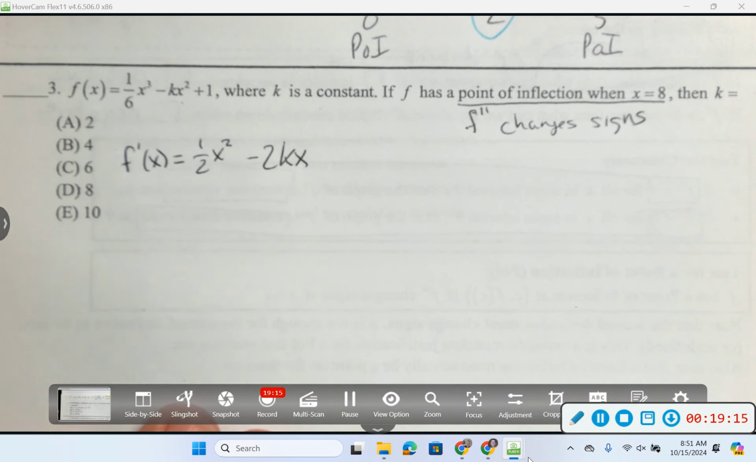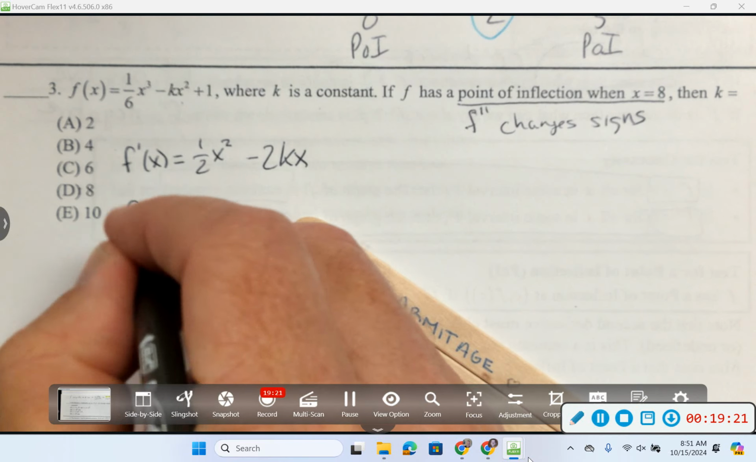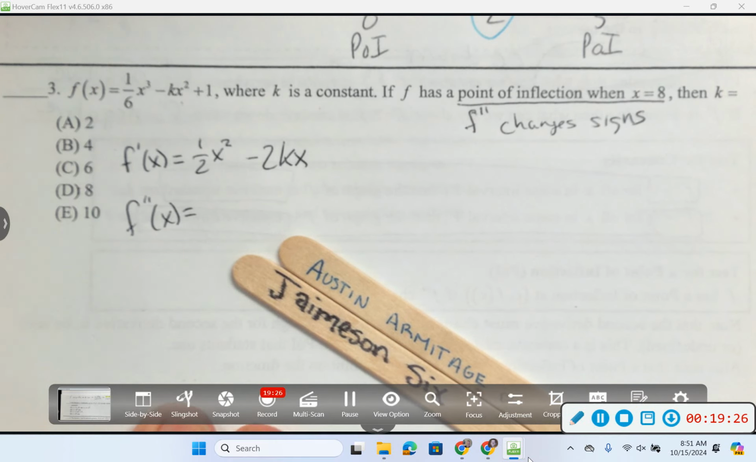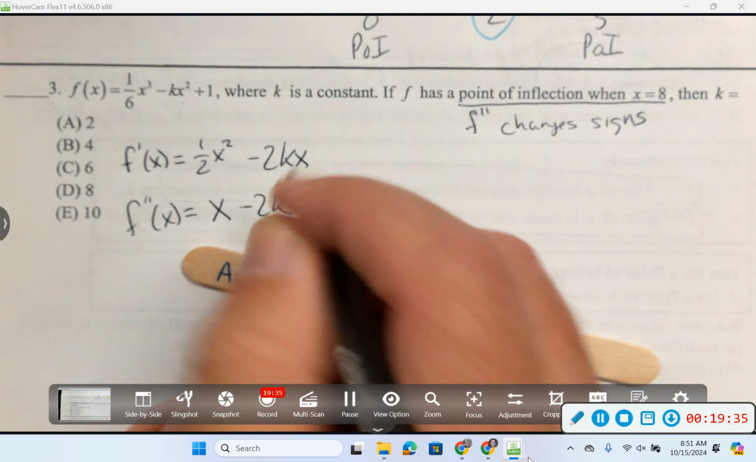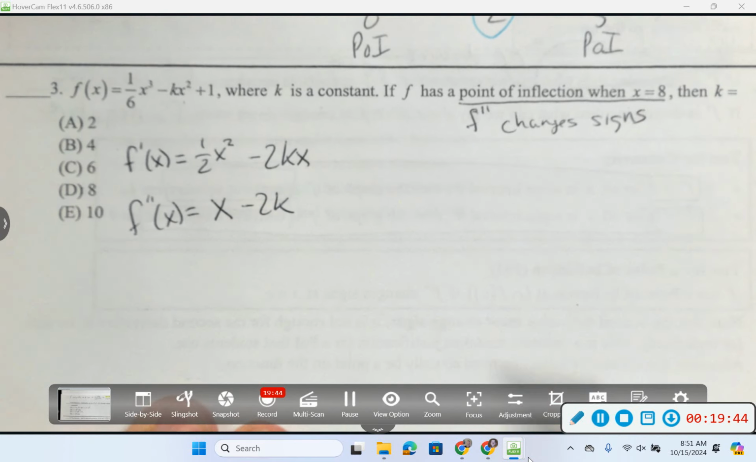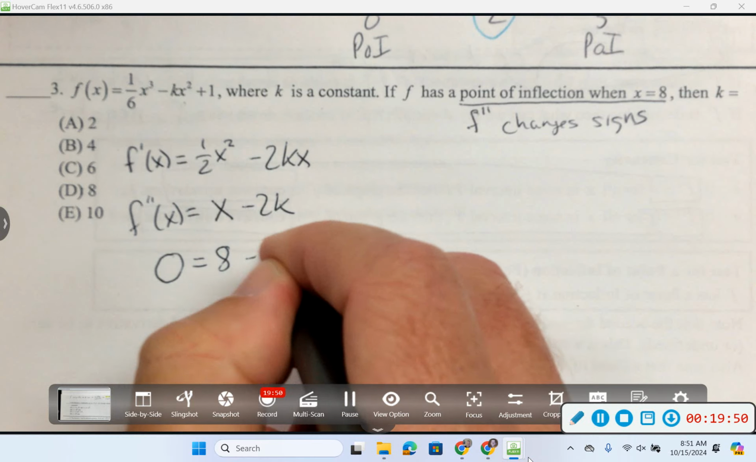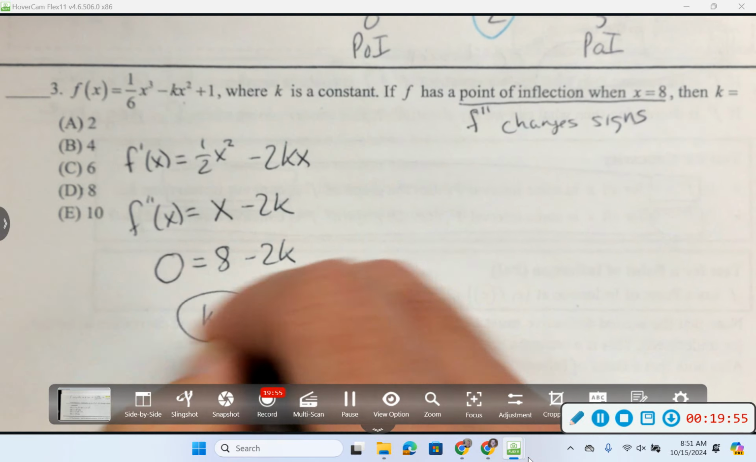All right, that's the first derivative, but we want a second derivative. Jameson, how about the derivative of 1/2 x squared? X. Austin, how about the derivative of minus 2kx? Minus 2k. Good, minus 2k. And we want that to change signs when x is 8. So basically we want it to equal 0 when x is 8. Looks like k would need to be 4.